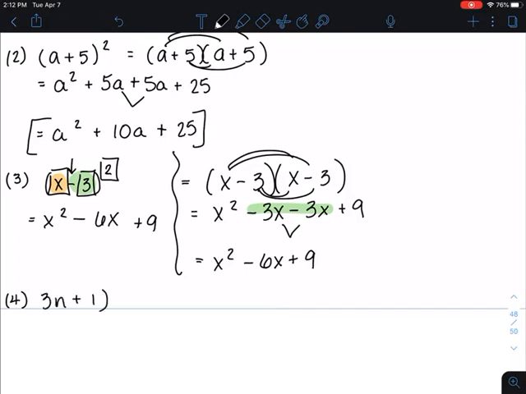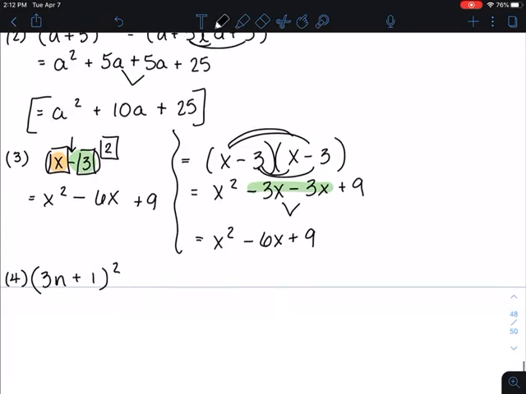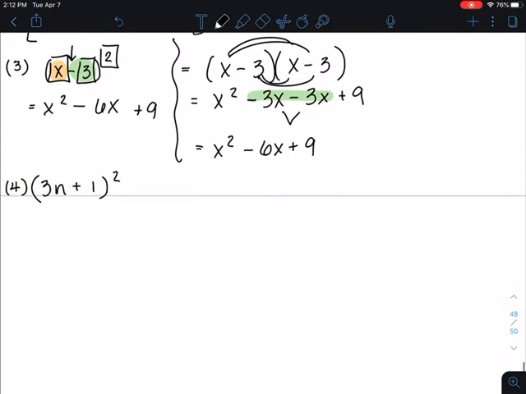So let's try that again. Let's square the first term, multiply everything together, and then square the last term. So 3n plus 1 squared. Square the first term. 3n times 3n is 9n squared. So 3 times 3 is 9. N times n is n squared. Multiply everything together. So you have 3 times 2 is 6, times 1 is still 6, times n is 6n. And then 1 times 1 is 1. You see how much faster that is?